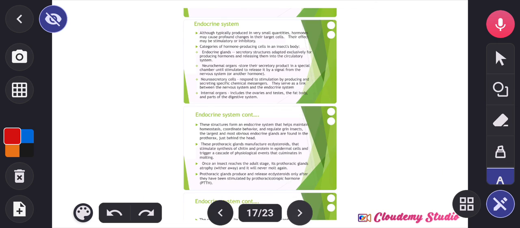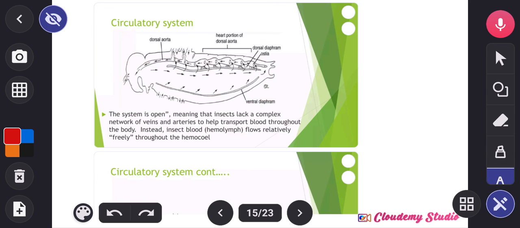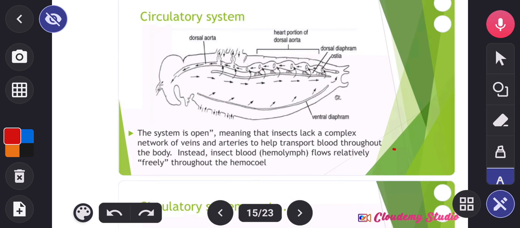How about their circulatory system? They have an open circulatory system, meaning that insects lack a complex network of veins and arteries to help them transport blood throughout the body. Instead, insect blood, which is called the hemolymph, flows relatively freely through the hemocele, through the body cavity.